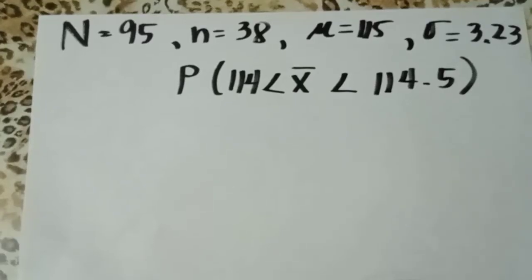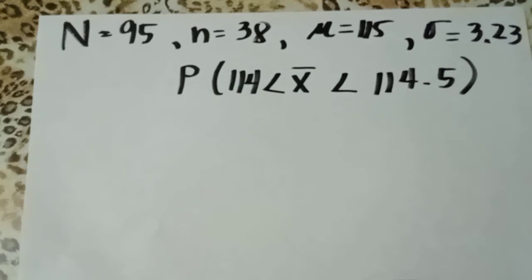Okay, class, let us have another example. For example, we have here the given population size as 95, sample size is 38, population mean is 115, population standard deviation is 3.23, and the given probability is that our mean is greater than 114 but less than 114.5.